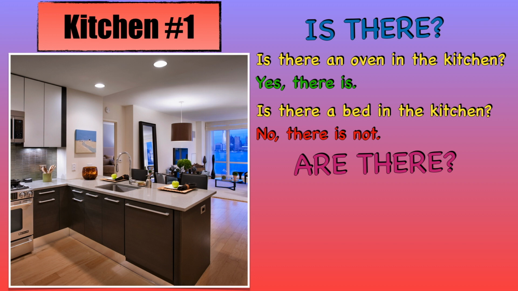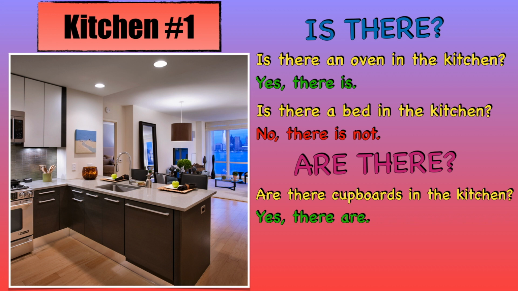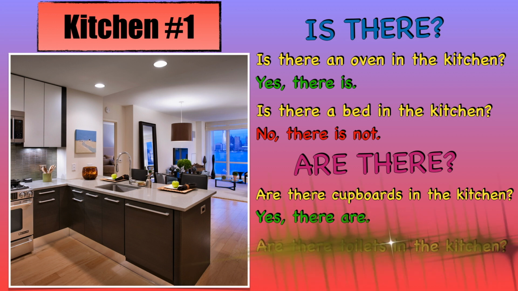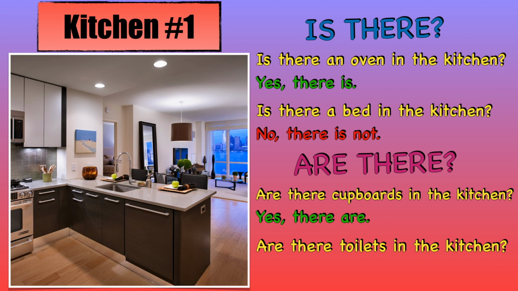But what if we use are there? Are there cupboards in the kitchen? I can see cupboards in the kitchen, and they are white, so they are white cupboards in the kitchen. So the answer will be yes, there are. And what if the question is, are there toilets in the kitchen? I can't see any toilets in the kitchen, fortunately. So the answer will be no, there are not. So there are no toilets in the kitchen.